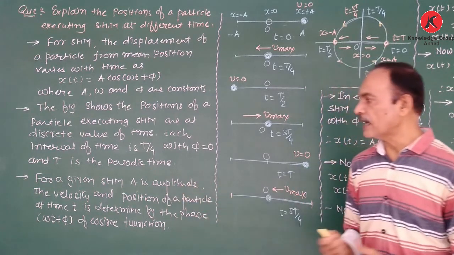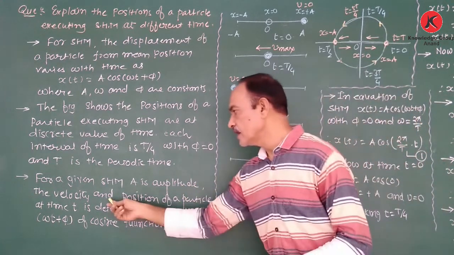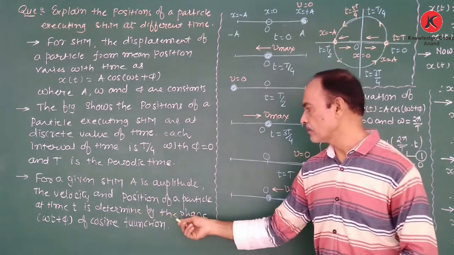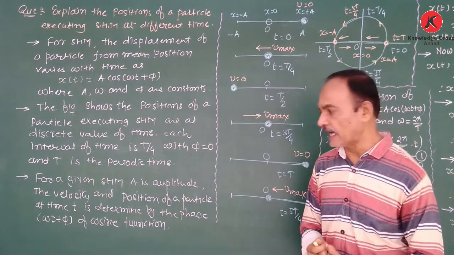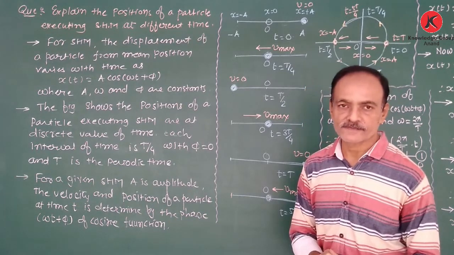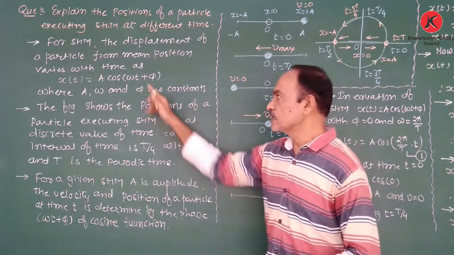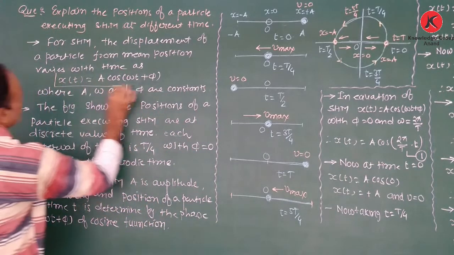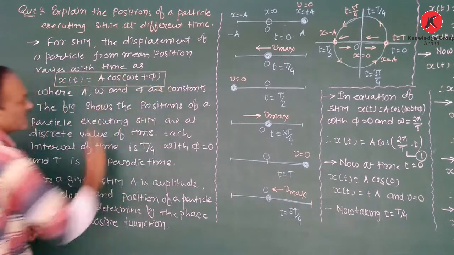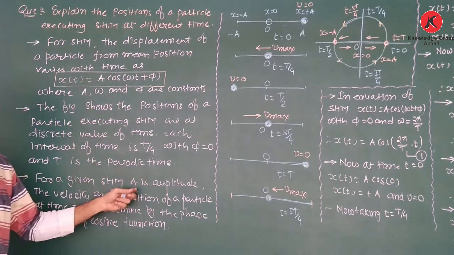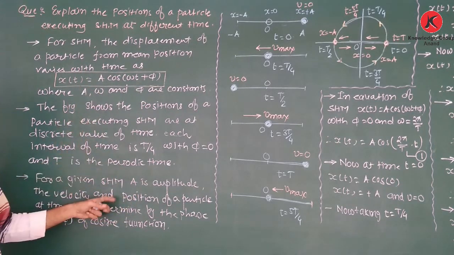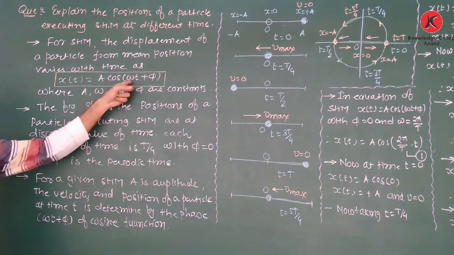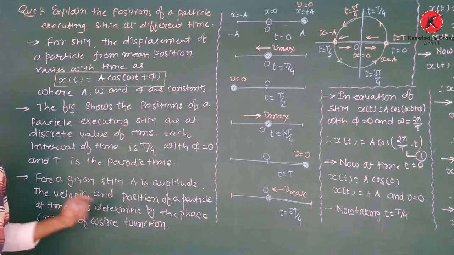Now, for a given simple harmonic motion, A is the amplitude, and the velocity and position of a particle at time t are determined by the phase omega t plus phi of the cosine function. Now, simple harmonic motion is represented by this equation: x(t) is equal to A cos(omega t plus phi). Here A is the amplitude. Now, the velocity v and position of a particle are determined by the phase omega t plus phi of the cosine function.